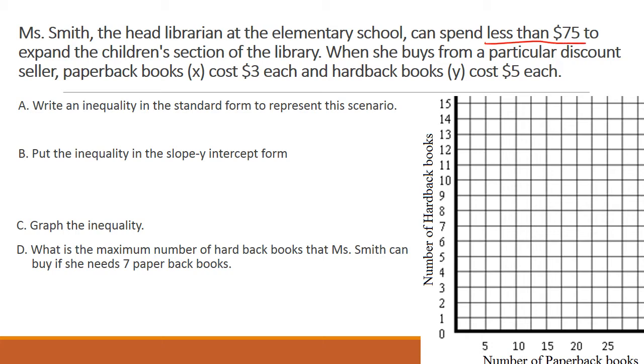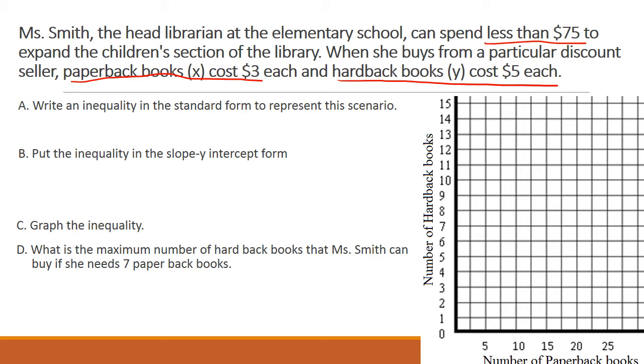We have less than $75. Paperback books X cost $3. Hardback books Y cost $5. And we need to write an inequality in the standard form to represent this scenario.